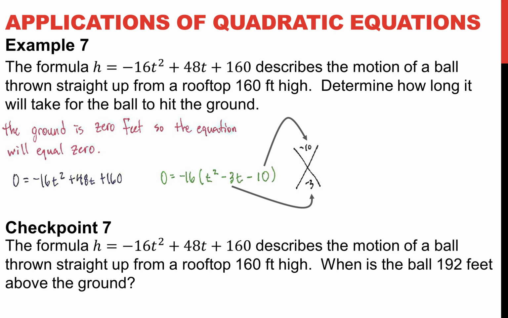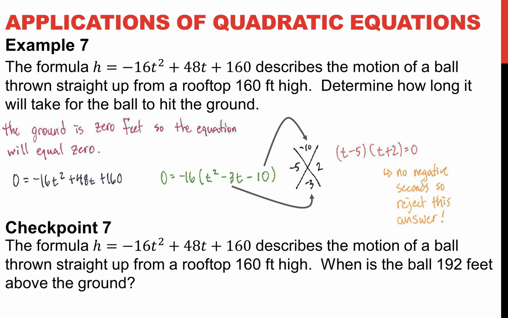Let's see. Multiplies to negative 10, adds up to negative 3. 5 and 2. And 5 has to be negative. So now I've got t minus 5 and t plus 2. Okay, cool. Because see, the t minus 5 part, I know that it has to equal 5. But the t plus 2 part means that I get negative 2 seconds.